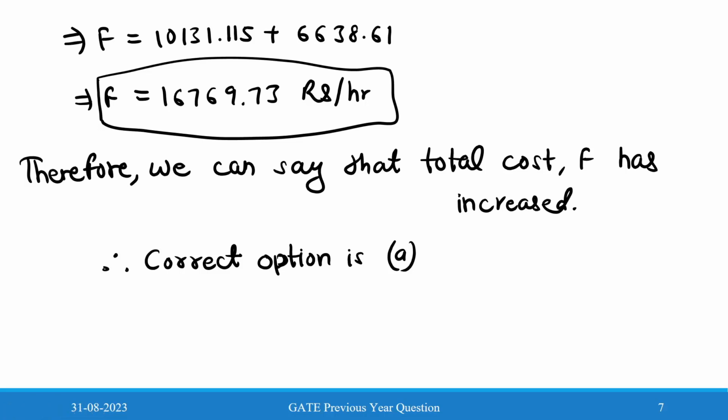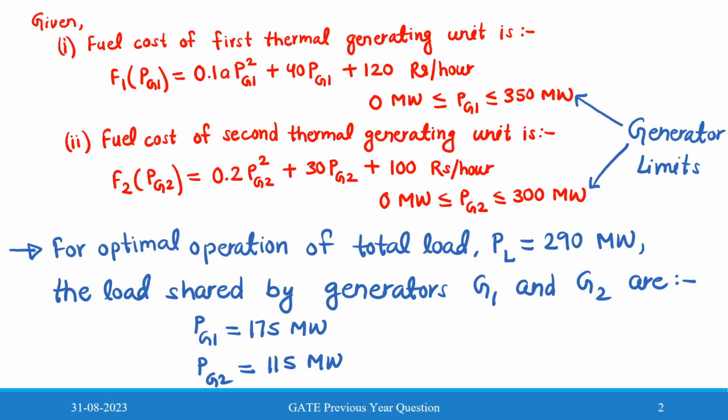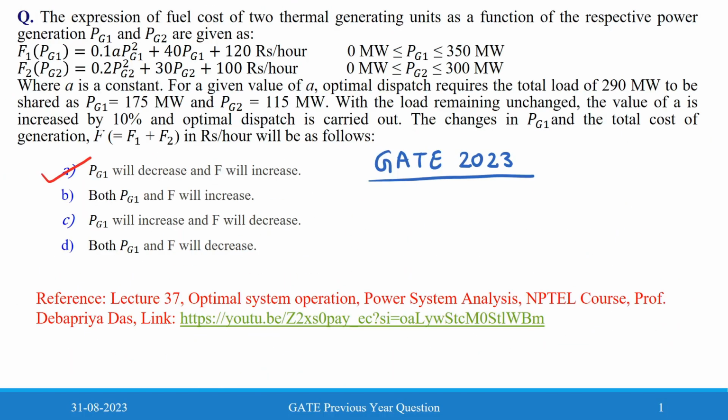The conclusion is that the generation of the first unit has decreased and the total fuel cost has increased. Accordingly, the correct option is A. So A will be the correct answer.